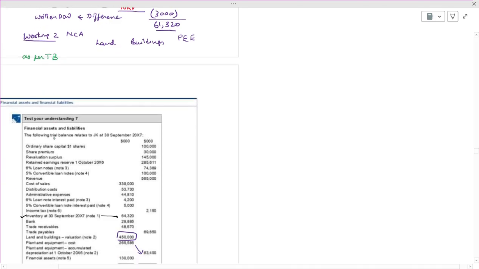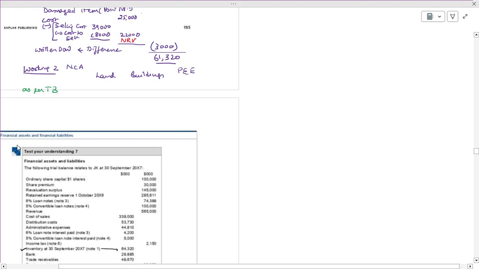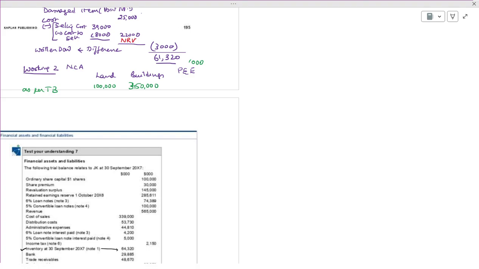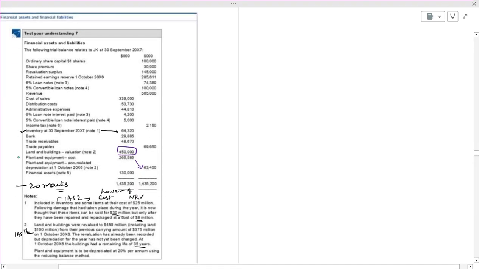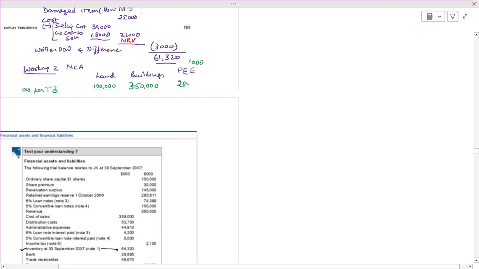What is the value of the land as per the trial balance? How much is there? 100 million. 450 is there. It is in thousands. In this, 100 is for the land. Definitely, 450 minus 100, buildings will be how much? Buildings will be 350. Plant and machinery they have mentioned, how much? 265, 585.